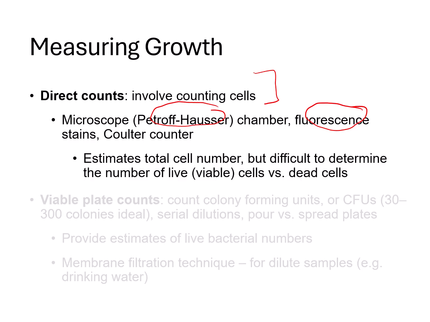cells will fluoresce red. We can also use a Coulter counter, and this is an electronic device that counts cells by detecting changes in their electrical resistance as they pass through a tiny opening. Overall, these methods are pretty good at estimating total cell number, but it's really difficult to tell if these cells are living or if they're dead cells.